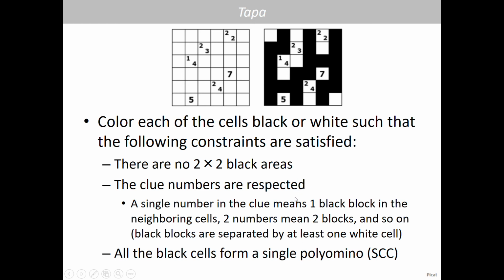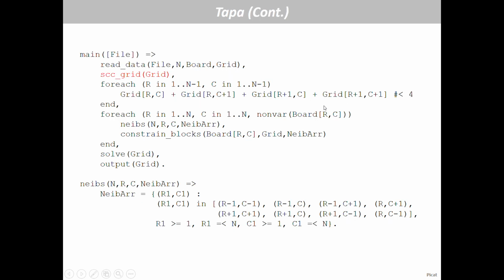So you see, the numbers are respected. For example, this 2, you see this is a block of 2 cells, and also 4: 1, 2, 3, 4, a block of 4 cells. All right, here's a program.